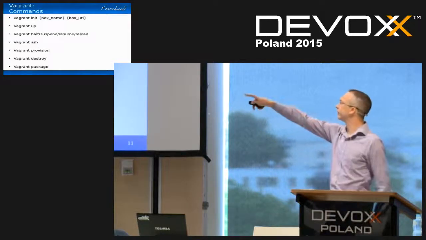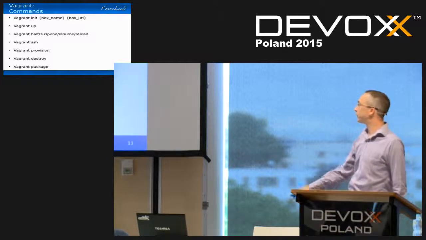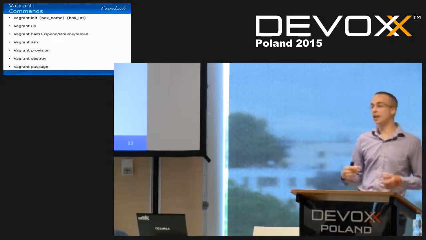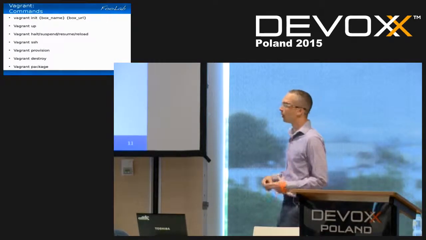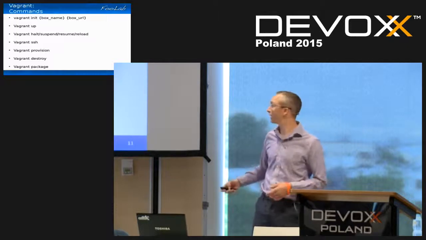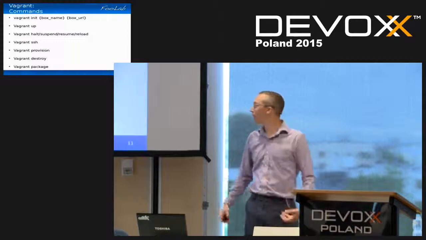Then you can run vagrant halt, suspend, resume, reload. I'm sure you're familiar with those. But what is really nice is vagrant ssh. You can actually SSH into your virtual machine without even knowing the username or the IP address or anything like that. It won't require a password. So you just vagrant ssh and you're in.